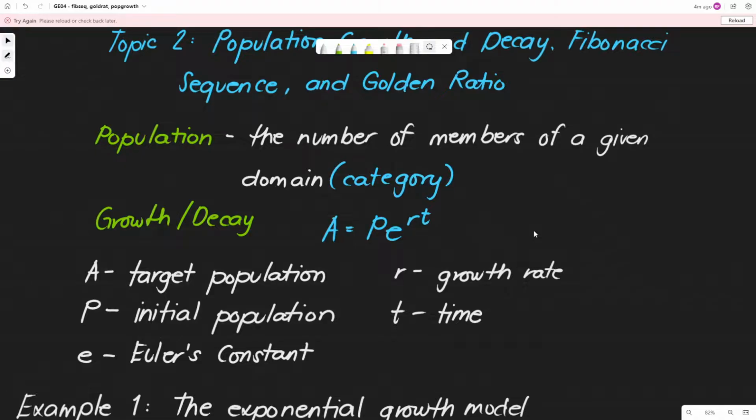Then E is the Euler's constant. We will be using a calculator here, so we will not be approximating any number, we will be using the exact Euler's constant. Later we will see how we are going to display the Euler's constant in the calculator. Then we have R, that is the growth rate. For R, we are not going to input the percentage, but rather the decimal equivalent. For example, if the growth rate is 10%, we're going to input 0.1. So from percentage, we are going to convert it into decimal.